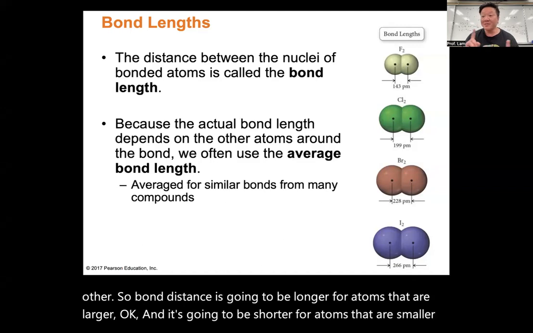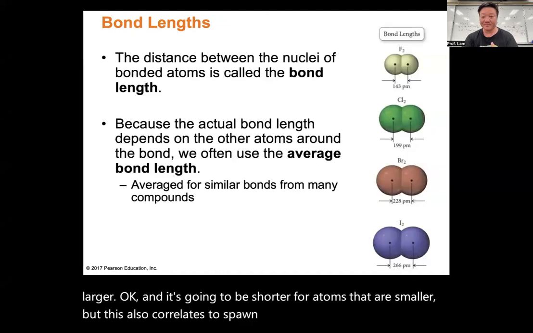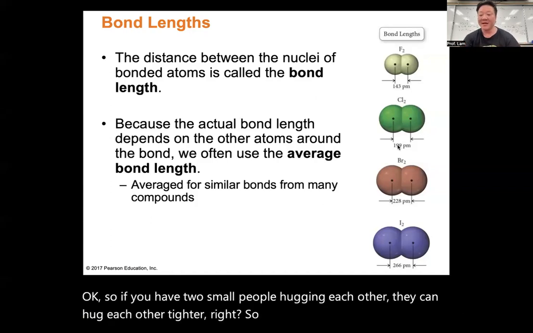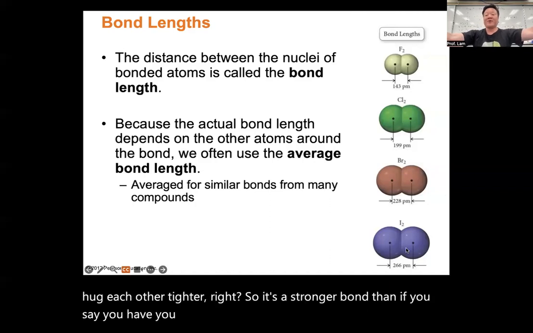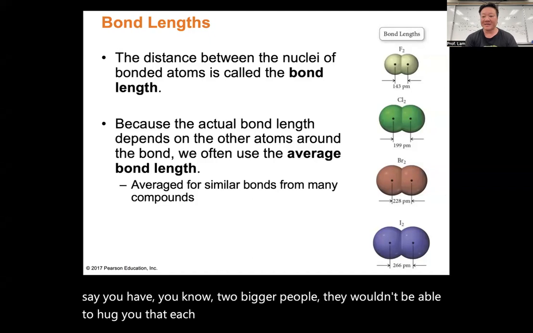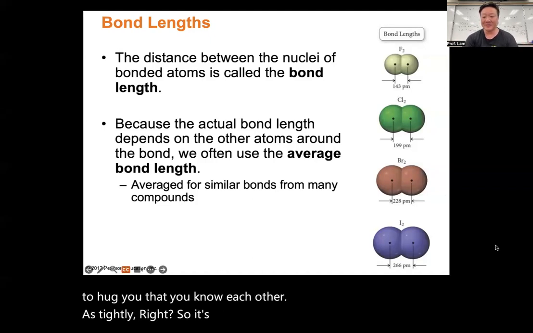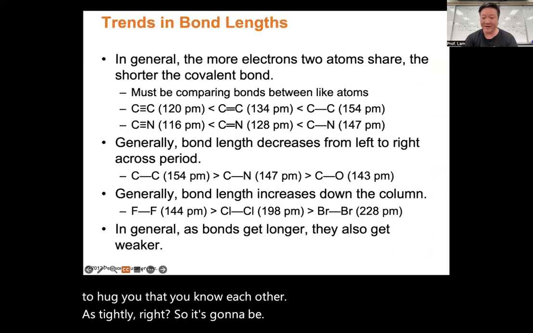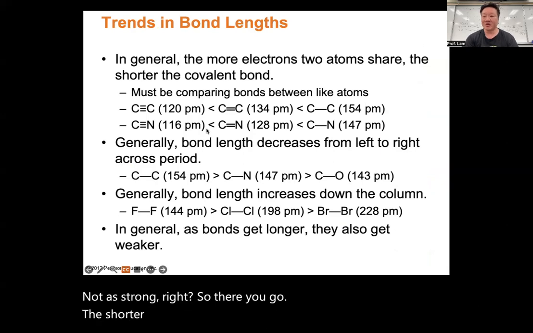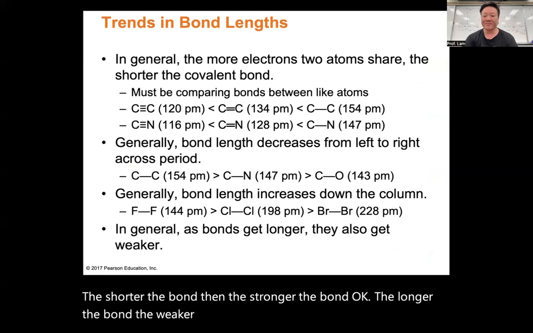But this also correlates to bond strength. If you have two small people hugging each other, they can hug each other tighter, so it's a stronger bond than if you have two bigger people, who wouldn't be able to hug each other as tightly. So it's not as strong. The shorter the bond, the stronger the bond. The longer the bond, the weaker the bond.